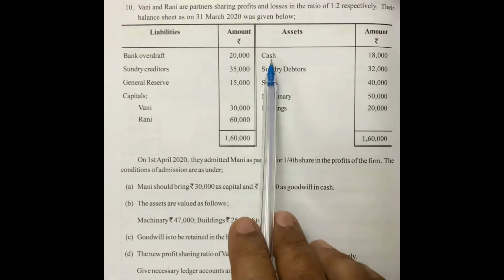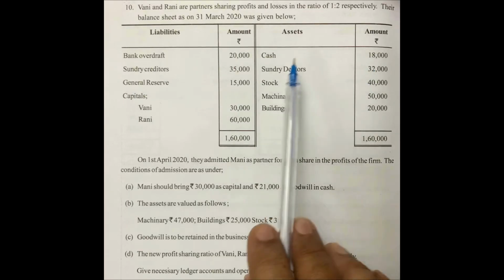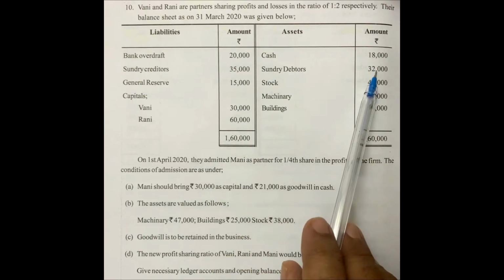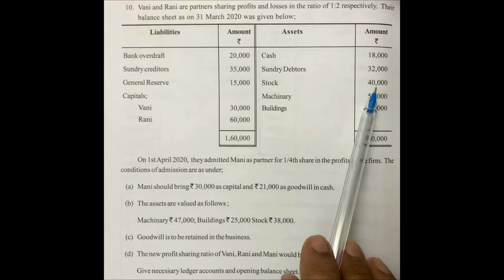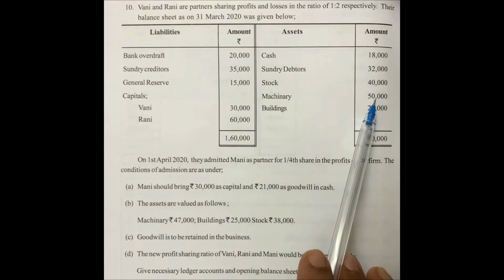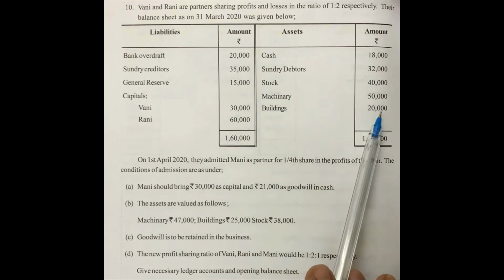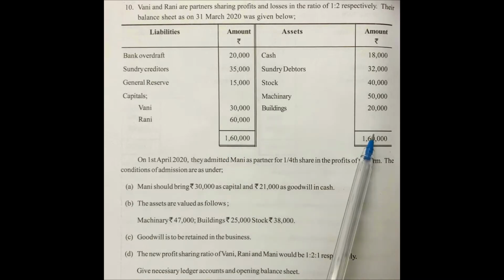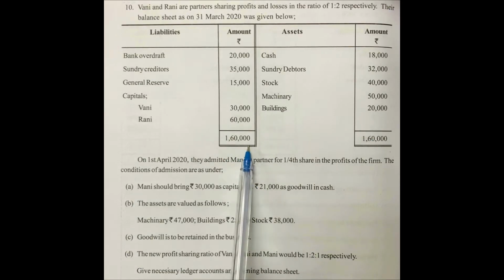Come to the asset side. Cash 18,000 rupees. Sundry debtors 32,000. Stock 40,000, machinery 50,000, buildings 20,000. Both side totals are 1,60,000 rupees.